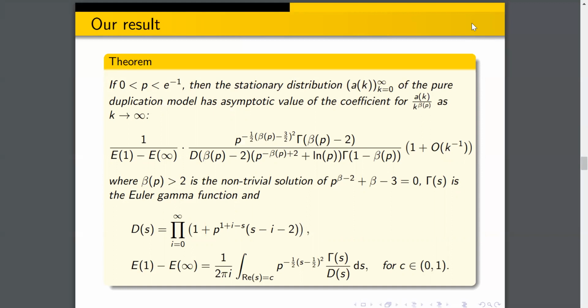Although the expression is quite convoluted, we know that there are only several values and functions. There is b, there is beta, which we know is a constant dependent on p. There is the Euler gamma function, and there are two functions denoted d and e, which also have this quite convoluted form, but nevertheless they evaluate for any constant s. Function d evaluates to some constant, and the value of this first expression, that is 1 over e of 1 minus e of infinity, also evaluates to some constant.